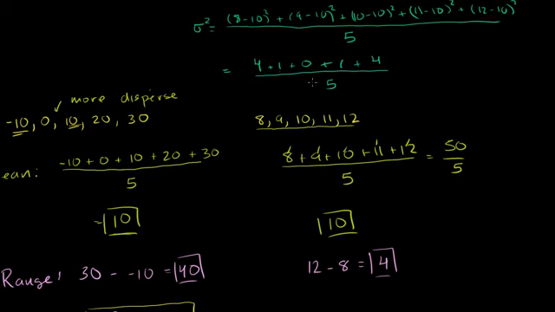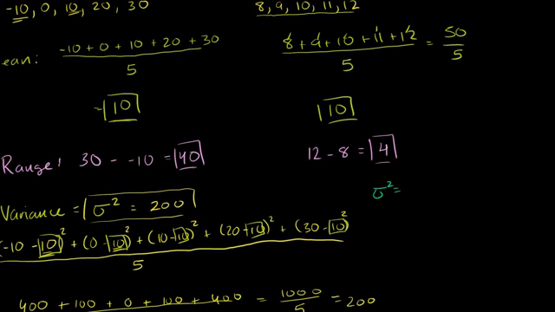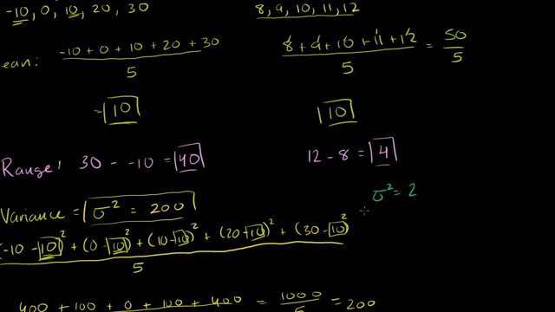All of that over 5. This is 10 over 5, which is equal to 2. So the variance here, let me make sure I got that right. Yes, we have 10 over 5. So the variance of this less dispersed data set is a lot smaller. The variance of this data set right here is only 2. So that gave you a sense. That tells you, look, this is definitely a less dispersed data set than that there.